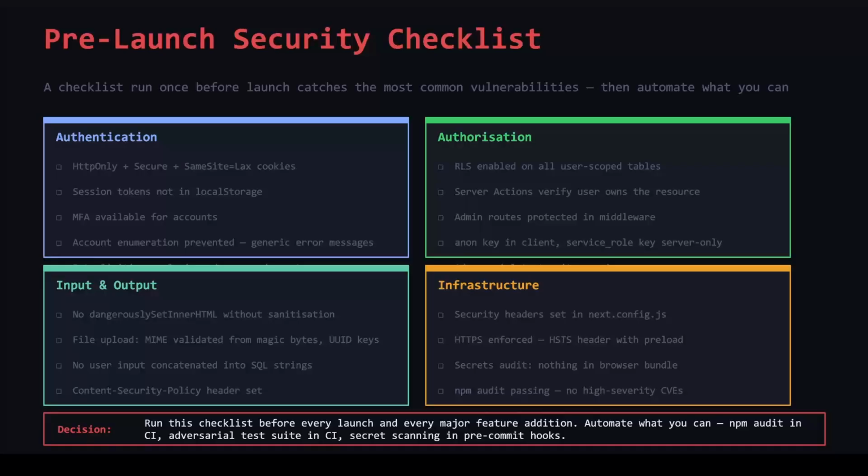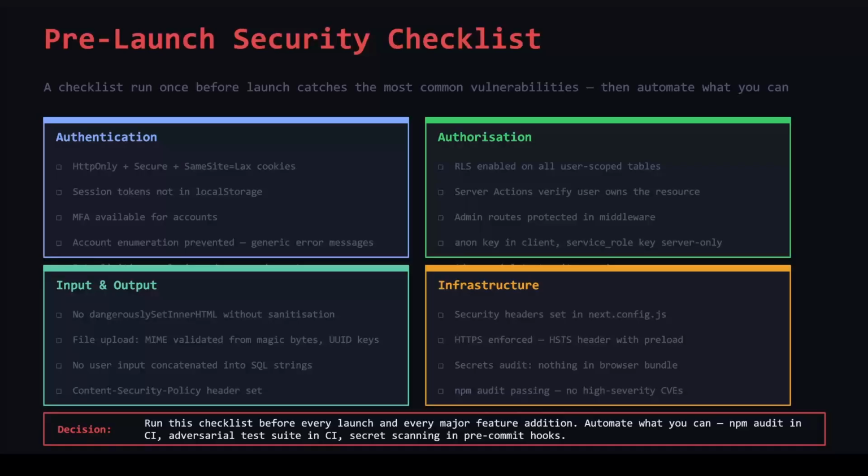Authorization: RLS enabled on all user-scoped tables. Server actions verify the user owns the resource before any database call. Admin routes protected in middleware. The anon key in the client. Service role key, server only, right? Adversarial test suite passing on cross-user access, unauthenticated calls, and privilege escalation, all returning the correct errors.